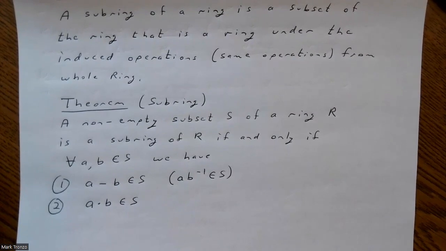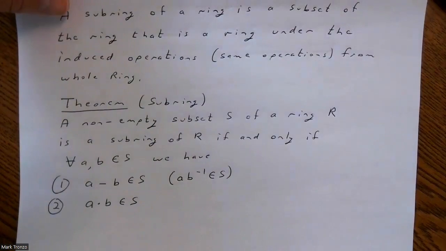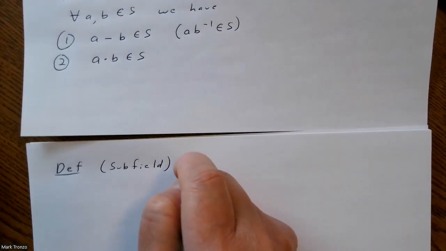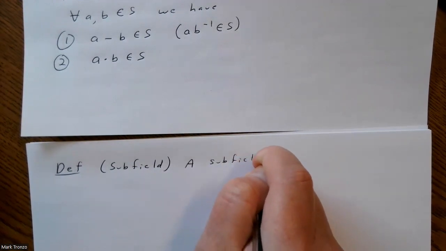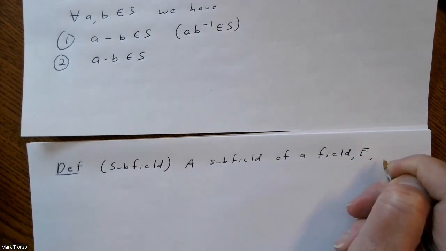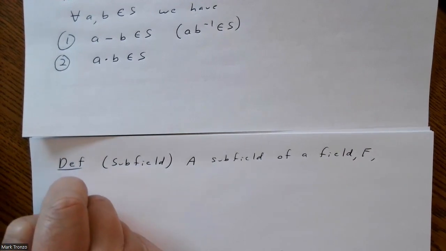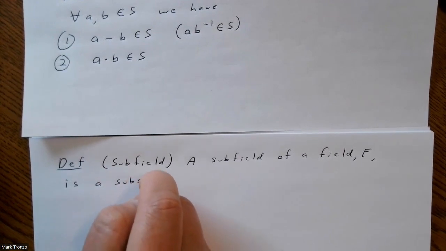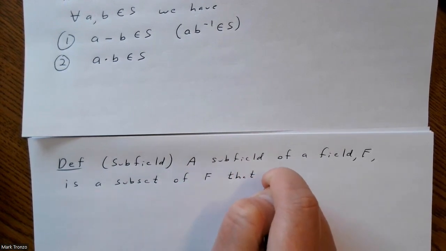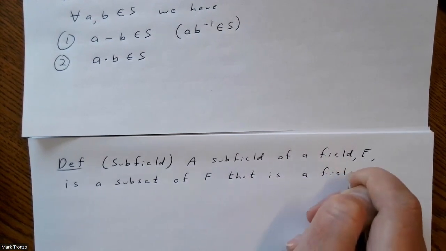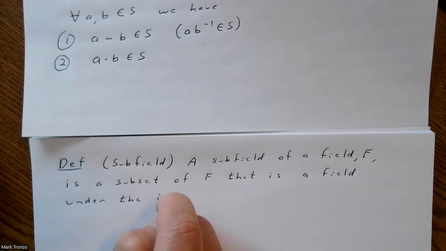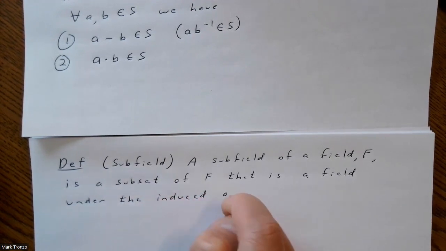next thing we have is a subfield. So a subfield of a field F is a subset of F that is a field under the induced, again, I'll use that word again, induced operations, again, the same operation.